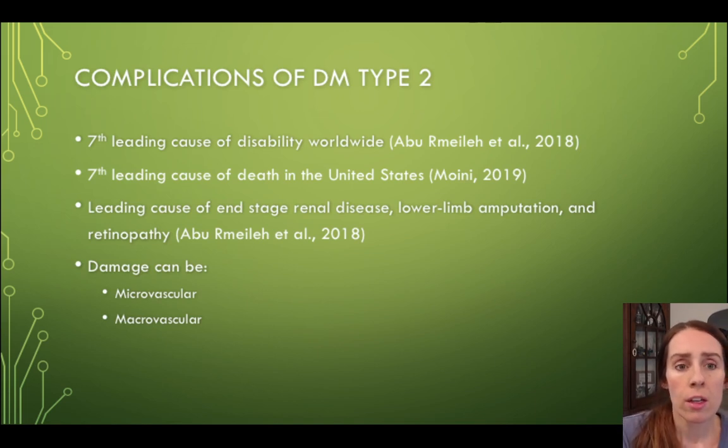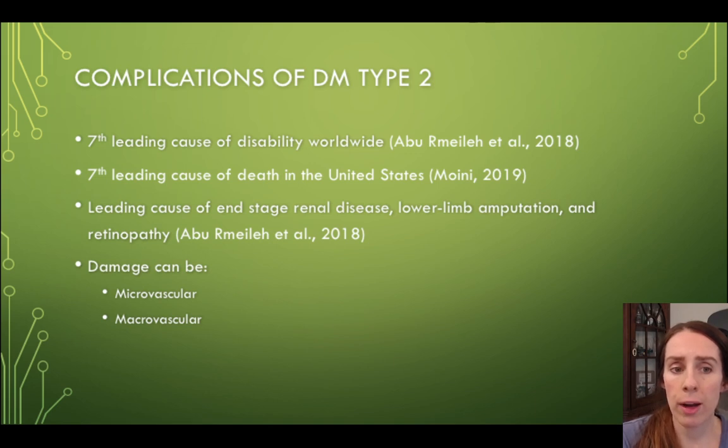You can have several complications because of diabetes. It's the 7th leading cause of disability worldwide, and it's the 7th leading cause of death in the United States. It's the leading cause of end-stage renal disease, lower limb amputation, and retinopathy.